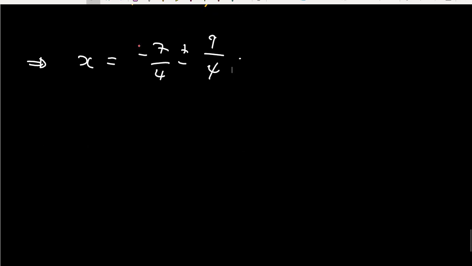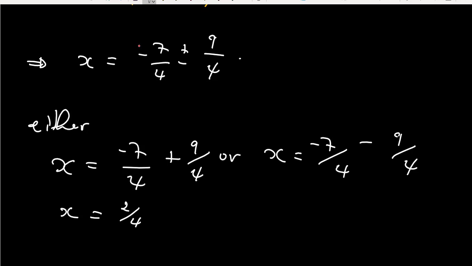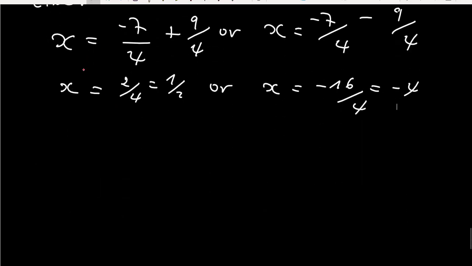And so what we get from here is either x is equal to negative 7 on 4 plus 9 on 4, or x is equal to negative 7 on 4 minus 9 on 4. So negative 7 on 4 plus 9 on 4 means we have 2 on 4, which is the same as half, or we have x is equal to negative 16 on 4, which is equivalent to negative 4. So therefore the values of x are equal to half, or x is equal to negative 4.